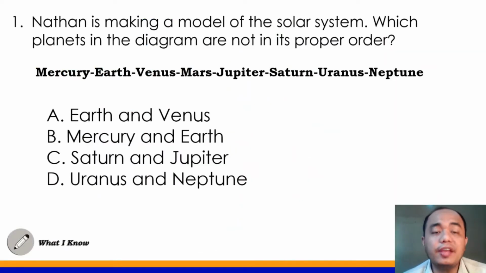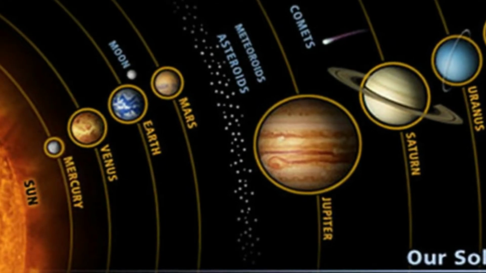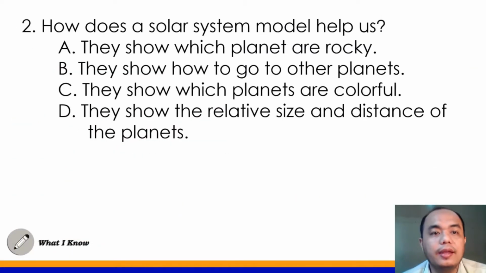Number 1. Nathan is making a model of the solar system. Which planets in the diagram are not in their proper order? A. Earth and Venus. B. Mercury and Earth. C. Saturn and Jupiter. Or letter D. Uranus and Neptune. The correct answer is Venus and Earth. Nagkabaliktad ang kanilang posisyon. Dapat, ang sunod sa Mercury ay Venus. At saka sunod ng Venus ay Earth. So, nagkabaliktad ang posisyon nilang dalawa. Kaya mali yan.